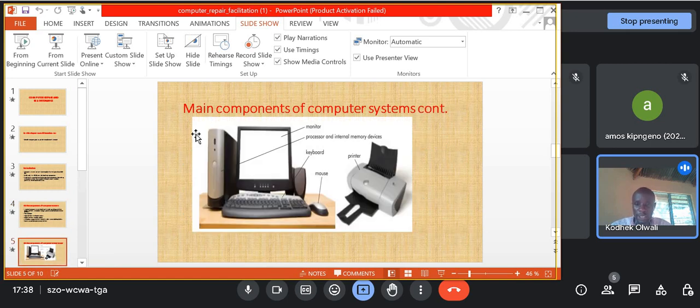So in a nutshell, the main components of a computer system will look as follows. As you can observe from that picture, we have the monitor, and we have the processor and internal memory devices. So these ones are housed inside the system unit. We have the keyboard, we have the mouse, and we have the printer.